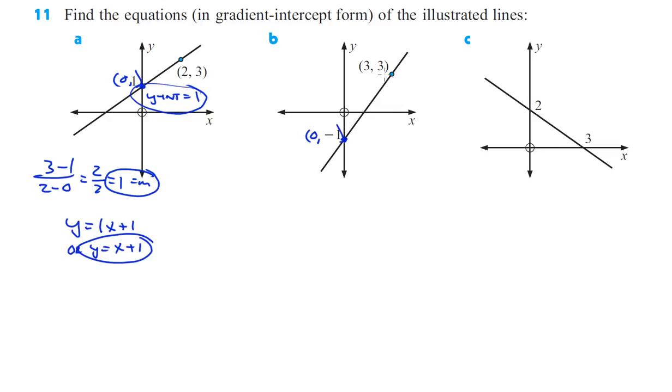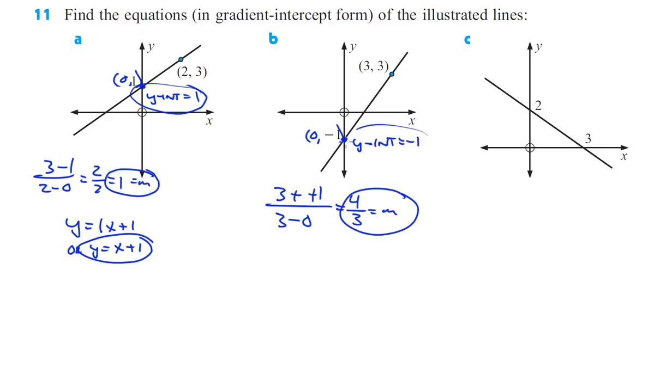Okay, so to find the slope, I'm going to go 3 minus negative 1 over 3 minus 0. So that gives us 4 thirds is our slope, and our y-intercept is at negative 1, right? So we'll get y equals 4 thirds x minus 1. There's our equation for B.